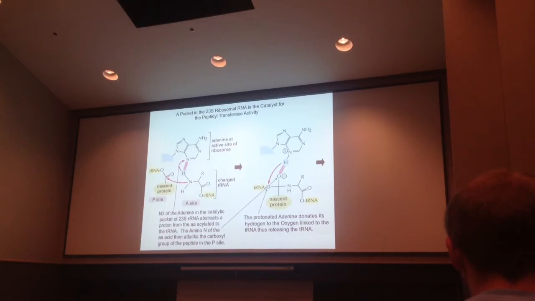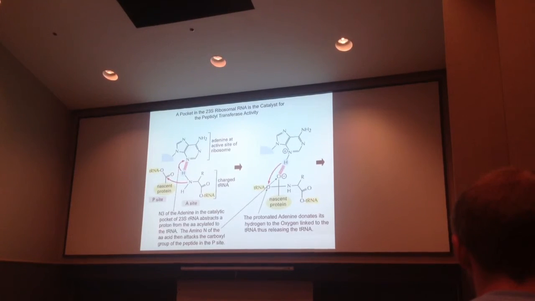Okay. So I'll show you this. This just shows you the formation of the peptide bond. There's a catalytic site, a pocket in the 23S rRNA that acts as the catalytic site. And here you can see the A site and the P site. This is the tRNA with the amino acid attached to it at the A site. Here's the nascent protein that's attached to the tRNA. This is the carboxy terminal end of the nascent peptide chain.